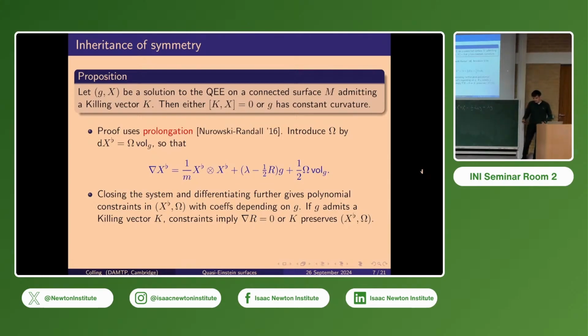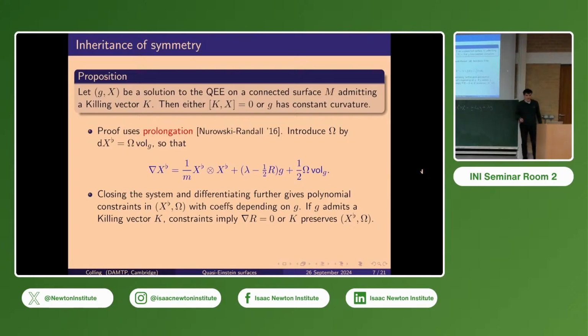So the idea is that these three constraints are expressions that are polynomial in x and omega, and they have coefficients that depend on the metric. So if there's a Killing vector, then these coefficients are invariant under the Killing vector. And so if these constraints are sufficiently independent, then it will follow that x and omega also are invariant under the Killing vector. And so you can start trying to solve these constraints and take resultants, and it follows that whenever dr is not 0, you indeed have independent constraints, and the conclusion follows.